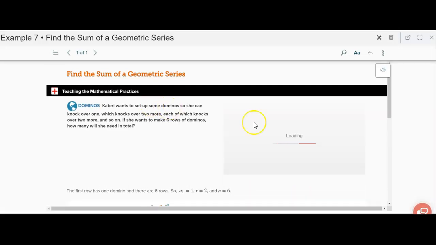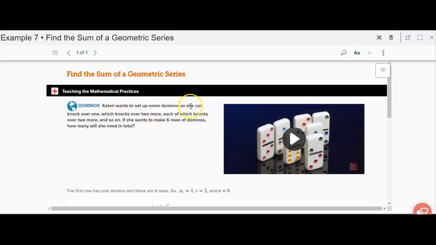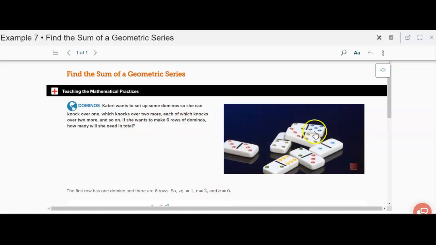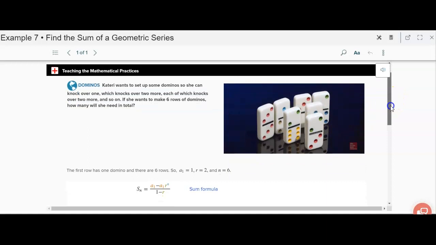Kateri wants to set up some dominoes so she could knock 1 over, which knocks over 2 more, which knocks over 2 more. So every time we are multiplying by 2 here. If she wants to make 6 rows of dominoes, how many will she need in total? Look at that, so satisfying. So how many dominoes does she need?